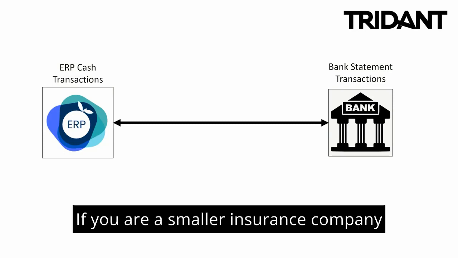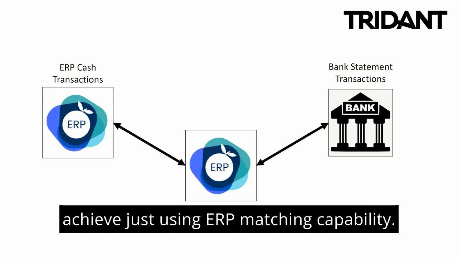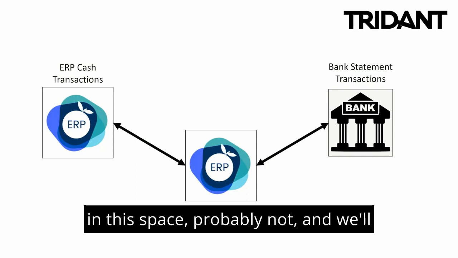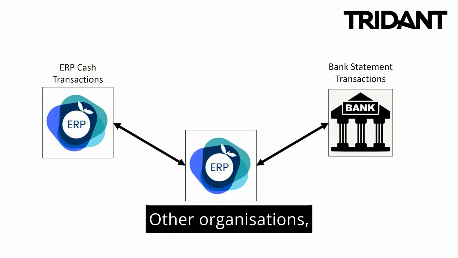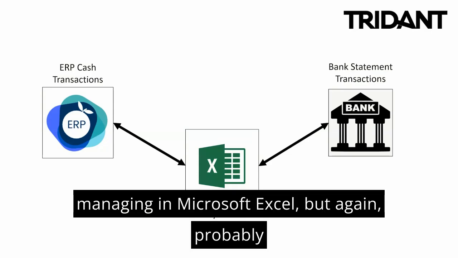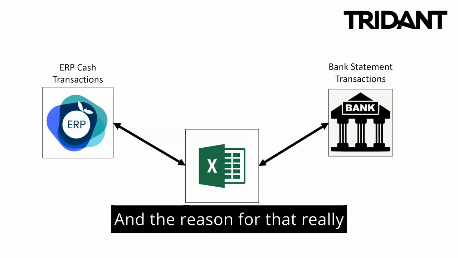If you are a smaller insurance company, it might be something you can achieve just using ERP matching capability, if you're working in an ERP that has functionality in this space. Probably not, and we'll get into why specifically not in a second. In other organizations, this might be a process that you're managing in Microsoft Excel. But again, probably not with just these sources in isolation. The reason for that really has to do with data aggregation.